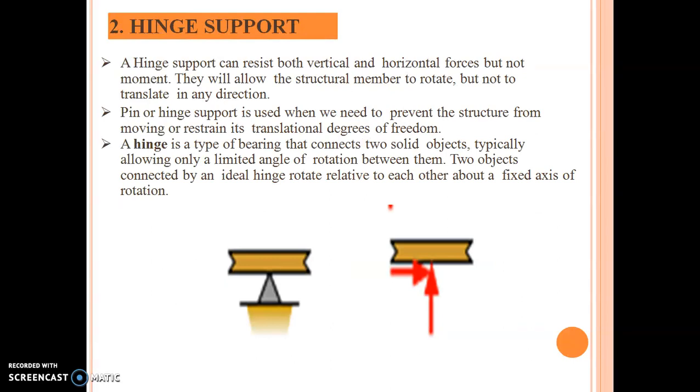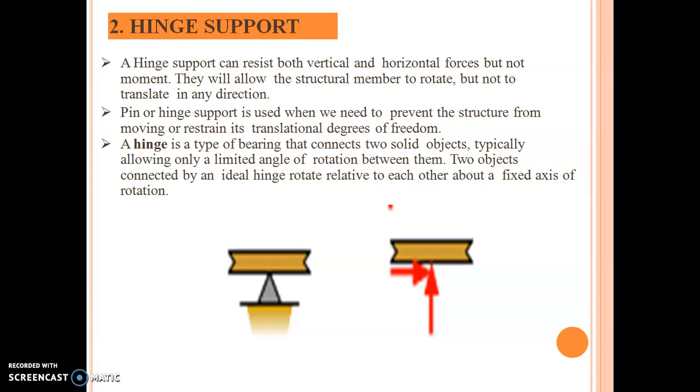Now the next type of support is the hinge type of support. In the first support we identified only one reaction acting. Now in case of the hinge support we have to identify how many reactions act on the member. A hinge support can resist both vertical and horizontal forces but not a moment. Means when we are using a hinge support, it is possible to restrict the motion in the vertical and horizontal directions. Then it allows the structural member to rotate but not translate in any direction.